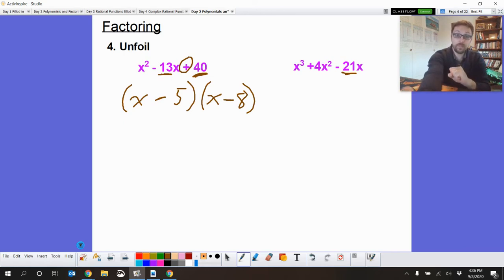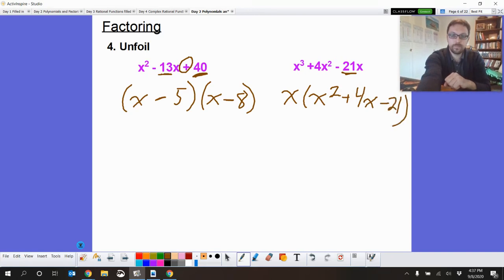In the next one, we've got a GCF again, so I'm going to take that out first. So I got an x, and x squared plus 4x minus 21.